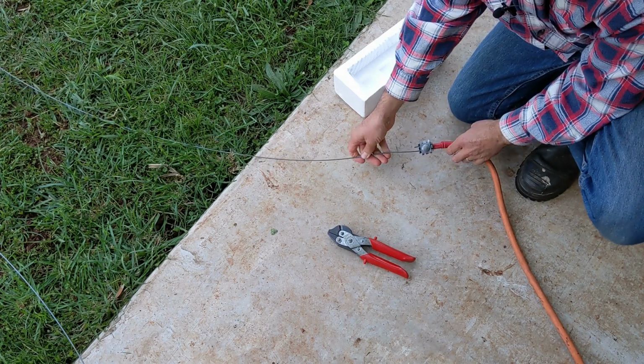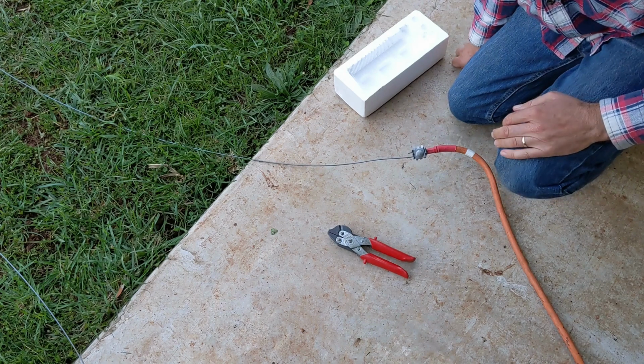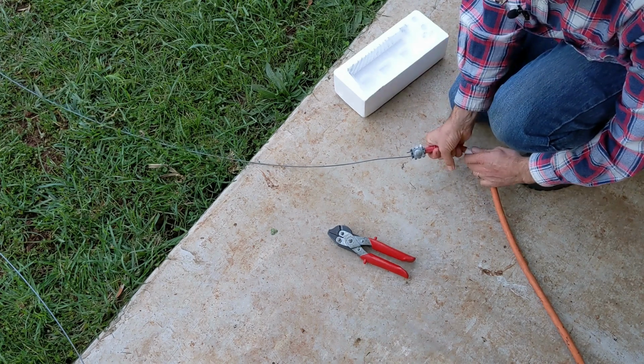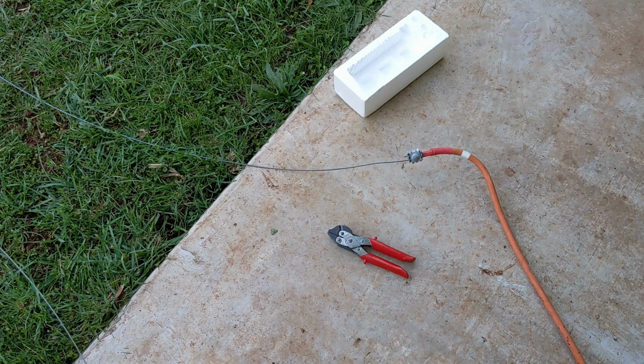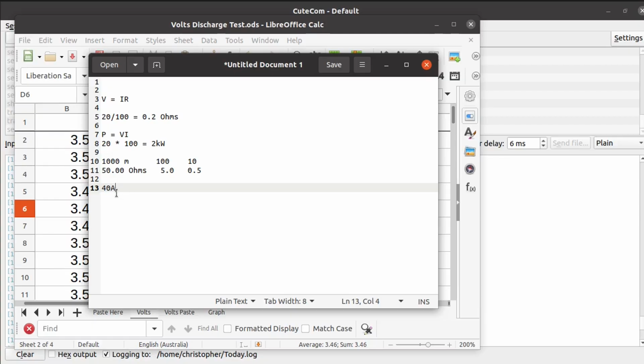I reckon we'll be all right with 100 amps through here for 10 seconds. Just check anything else. Oh, that connector's really good, as is the other connector. Happy with that. So we've just measured 40 amps, and that's the current we're going.